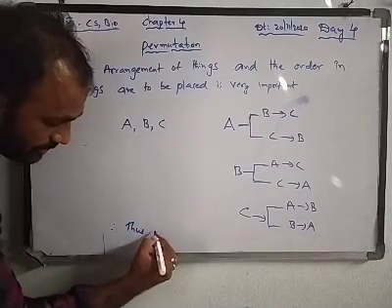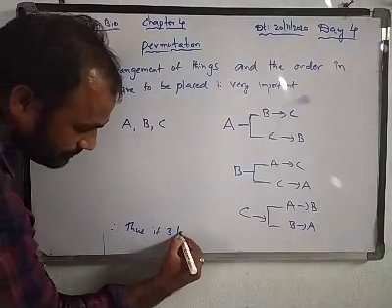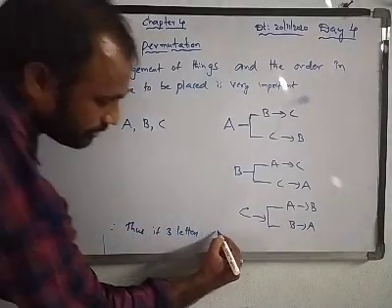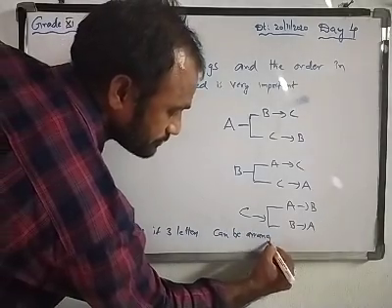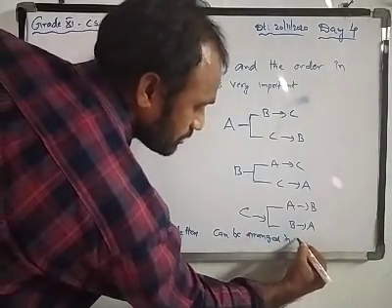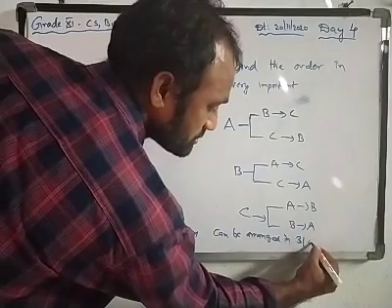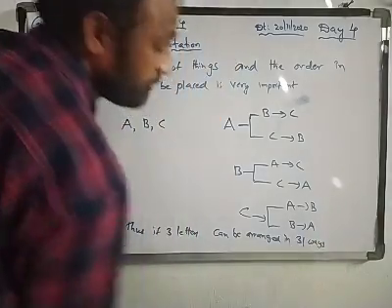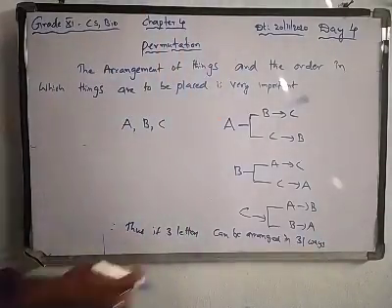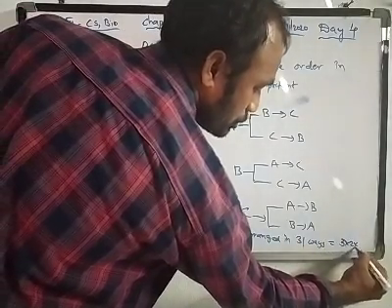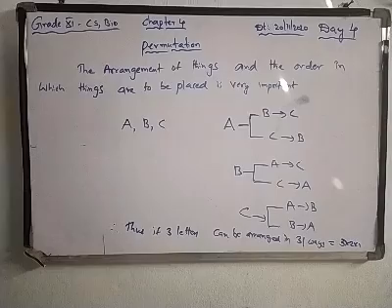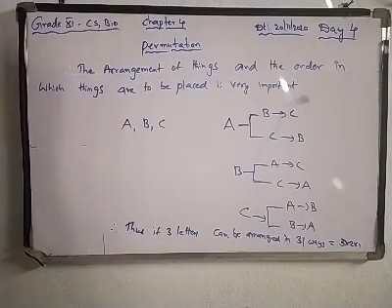Thus, three letters can be arranged in 3 factorial ways. In the previous class we have learned about the factorial. So 3 factorial value is nothing but 3 into 2 into 1, which is nothing but 6 ways.